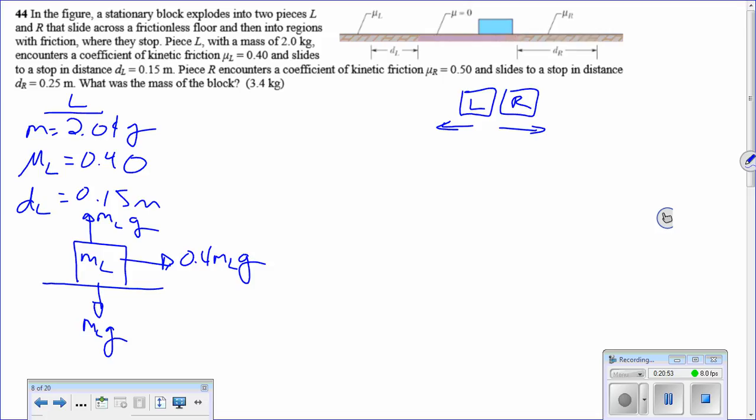Right? Is there anything pushing it this way? What about the explosion? It's already done, right? So now it's just coasting because of inertia or momentum.